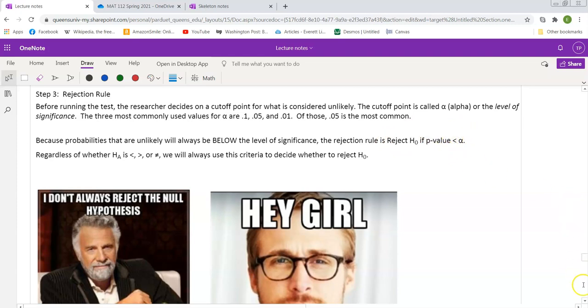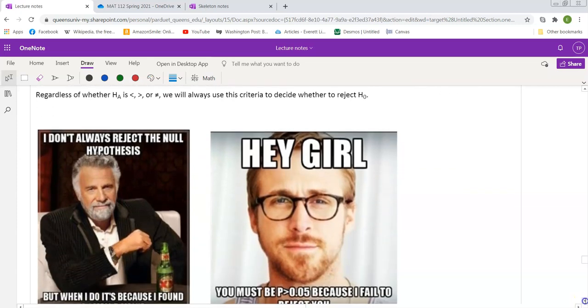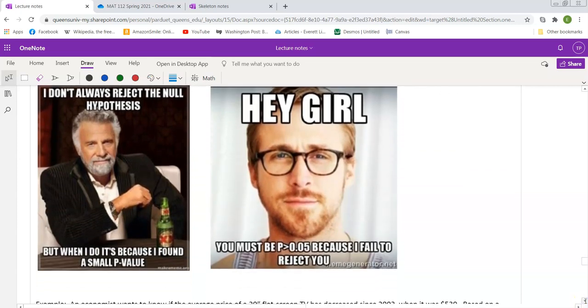And here are a couple memes to hopefully help you remember it. I don't always reject the null hypothesis, but when I do, it's because I found a small p-value. You must be a p-value greater than 0.05 because I failed to reject you. Okay, so a small p-value means you reject H0. Otherwise, you fail to reject H0.